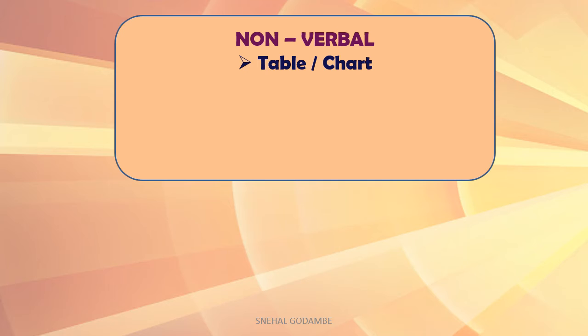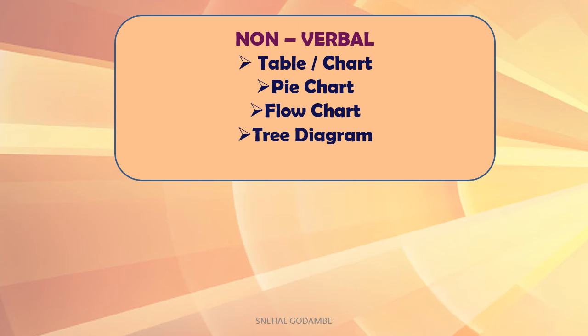Yes, my dear children, so we have different ways of communication in writing also. First we will deal with non-verbal information. There are different types of non-verbal information. We will see how you can express through tables or charts. Again, there are different types of charts: pie charts, flow charts, then different types of diagrams, tree diagrams and waves.